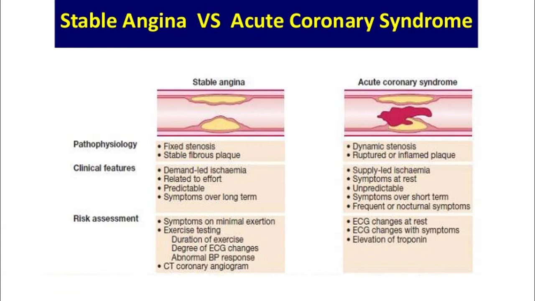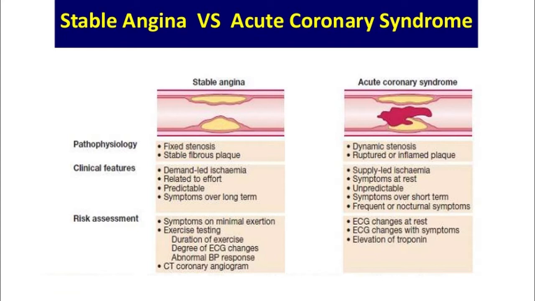This is the diagram for the pathophysiology of ischemic heart disease. Two types of atherosclerotic plaques will lead to two clinical types of ischemic heart disease. The chronic stable angina in A is a demand-related ischemia. What do I mean by that?